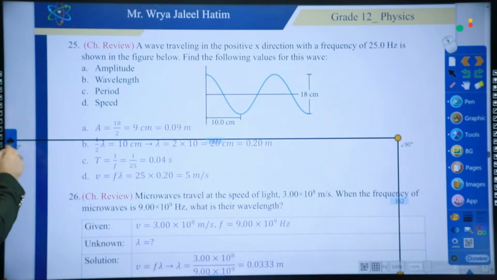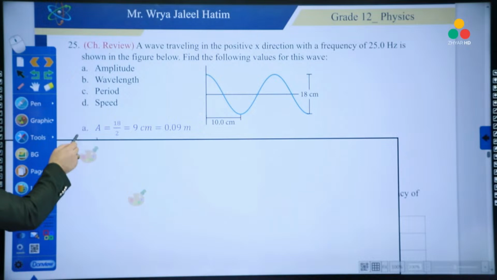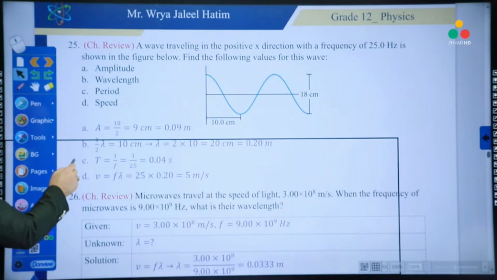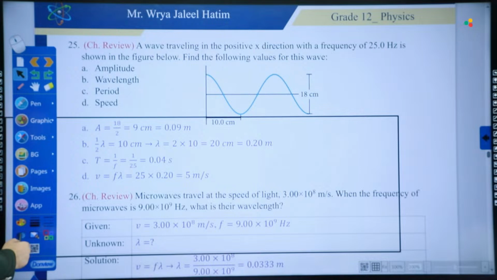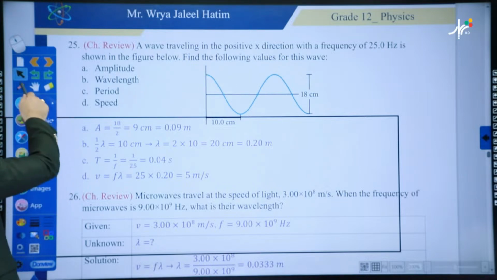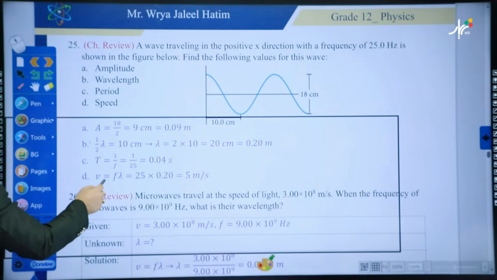First of all, let's prepare this for calculations. Let's get the mouse and move this one up.